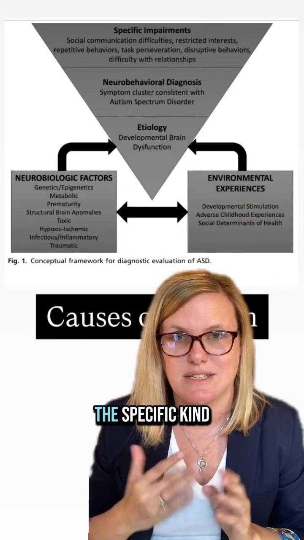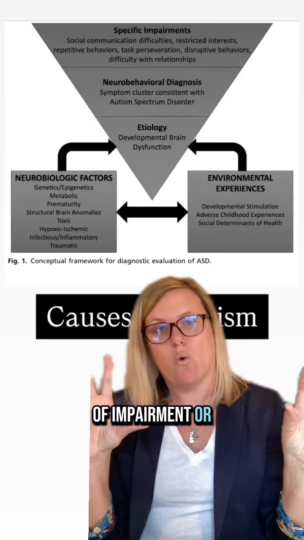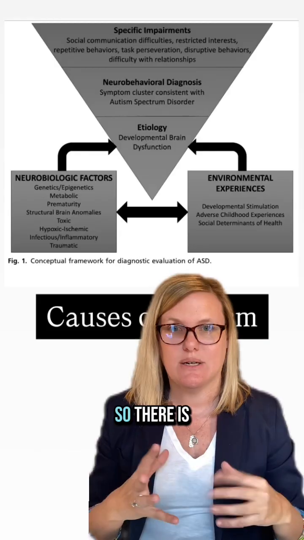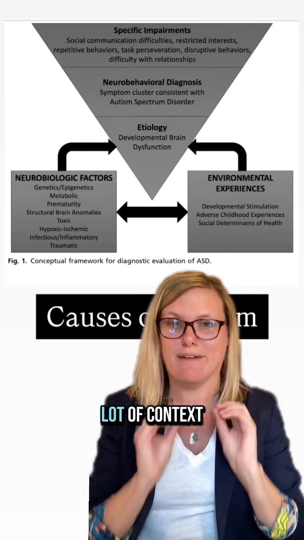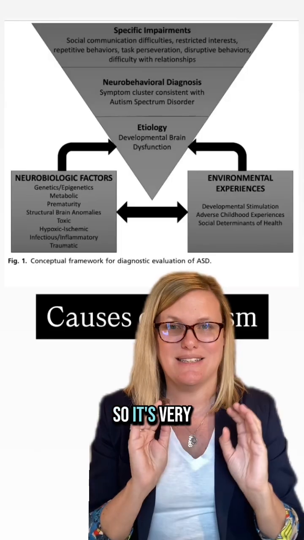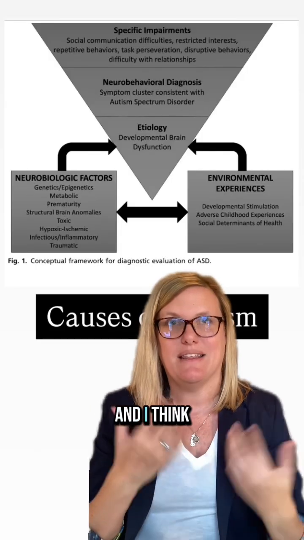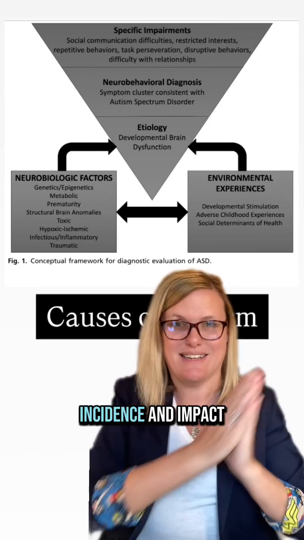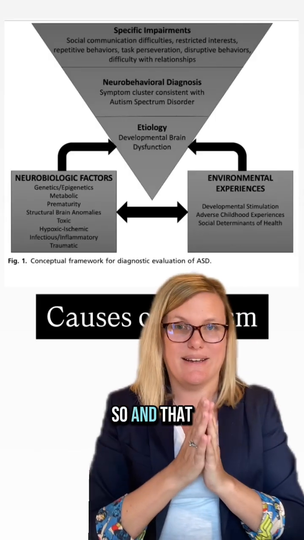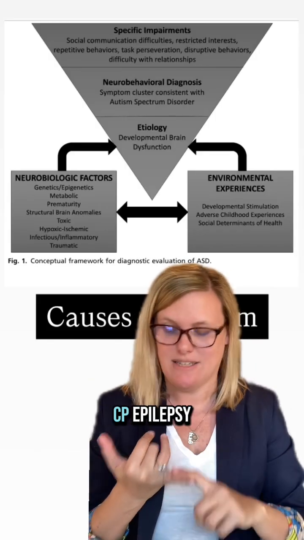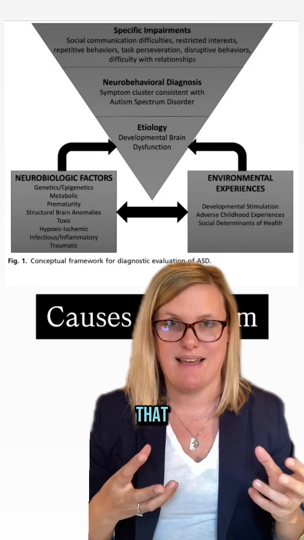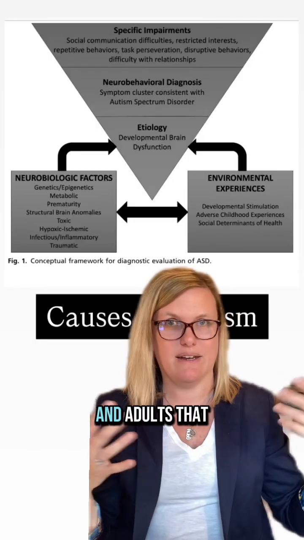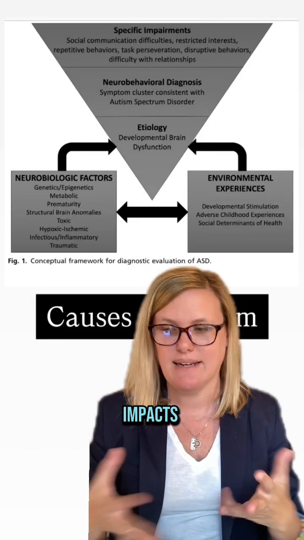At the top, it talks about the specific kind of impairment, or what the problem is with autism, right? There are many different schools of thought, and there's a lot of context and nuance behind this. It's very nuanced, just like HIE. From Hope for HIE's perspective, our goal for HIE is to decrease the incidence and impact of HIE, and that can mean reducing CP, epilepsy, autism, things like that. It's not to cure, and it's not to devalue our kids and adults that are living with HIE and the impacts.